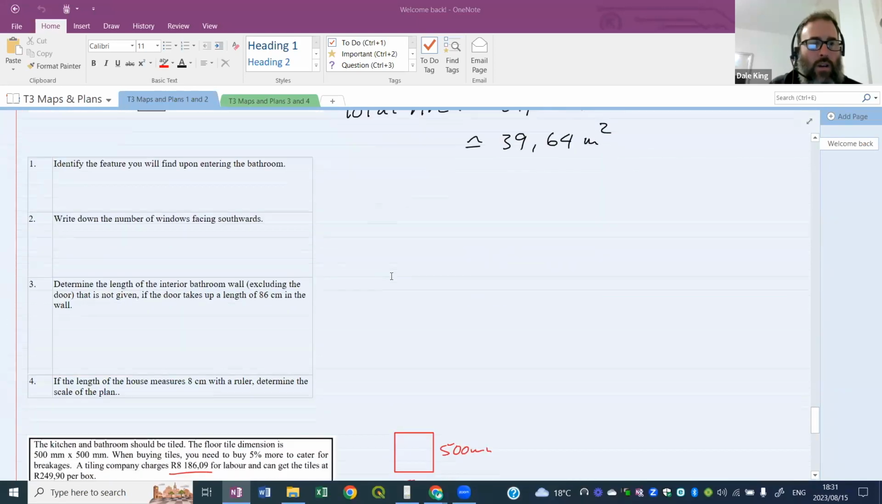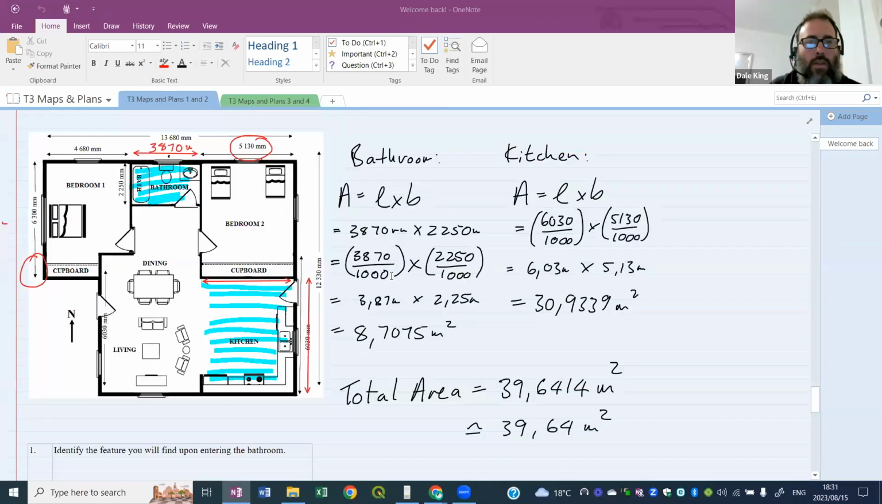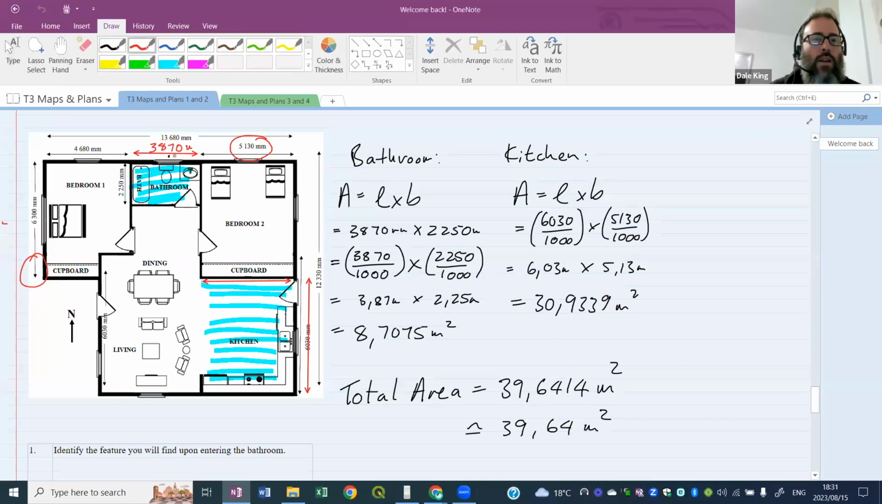Now, as far as I know, we were down here at question 5, right? So let's go back up and read the context again. This is a plan for a house, okay? We answered some questions about the house. We filled in that dimension at the top there for the bathroom, all right? So that red number there at the top is the bathroom wall.